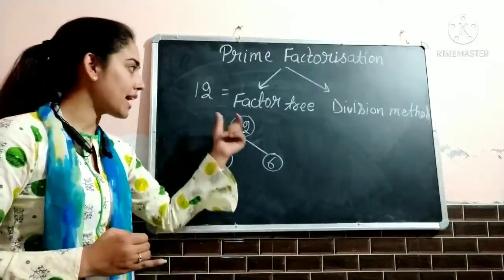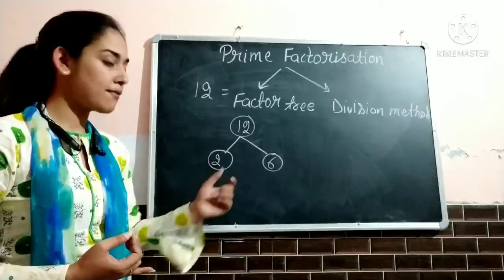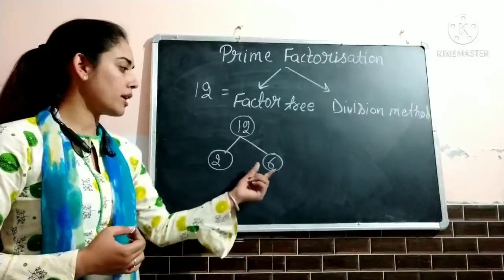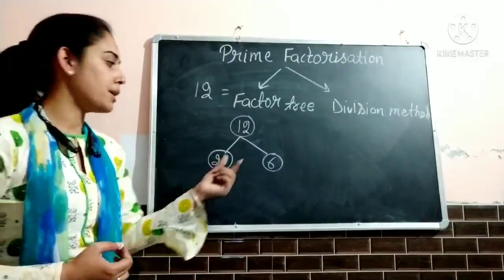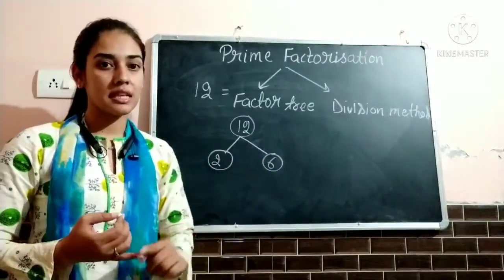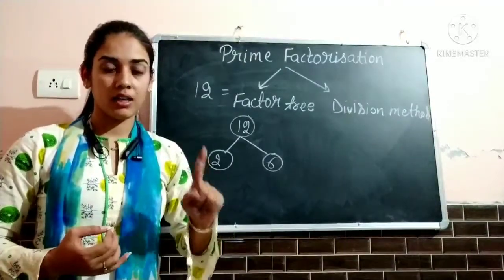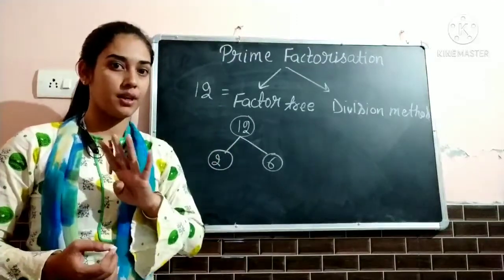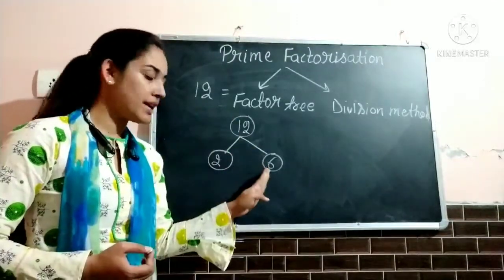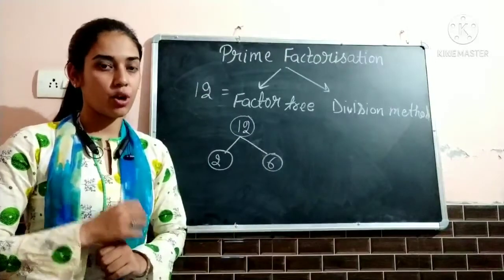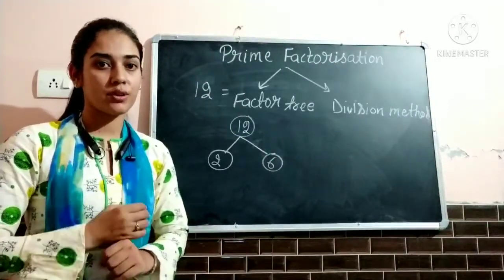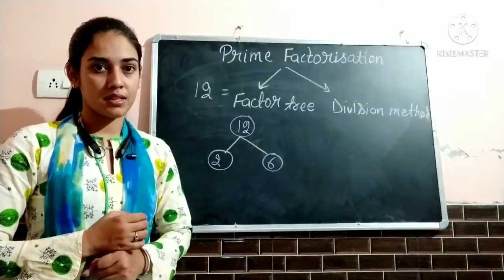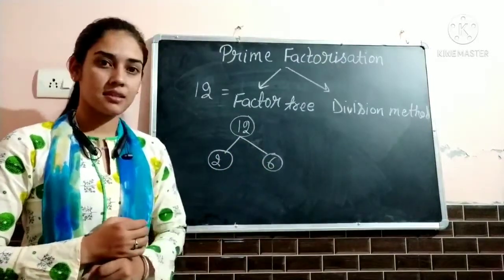But in factor tree method, we have to find the factors until we get the prime numbers. So look here, 2 is a prime number, but 6 is not a prime number because 6 has more than 2 factors: 1, 2, 3 and 6. 6 has 4 factors, so 6 is a composite number. So now we have to break 6 again. And as I told you, we have to break a number until we get prime numbers.